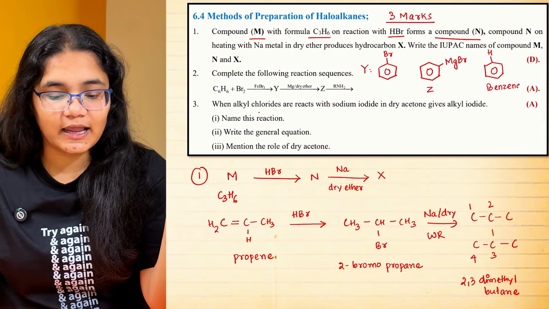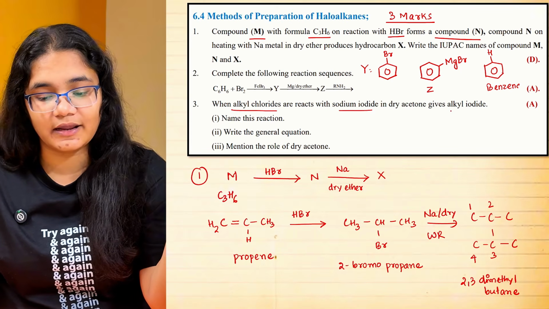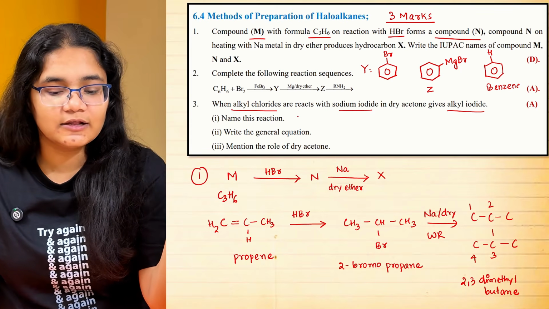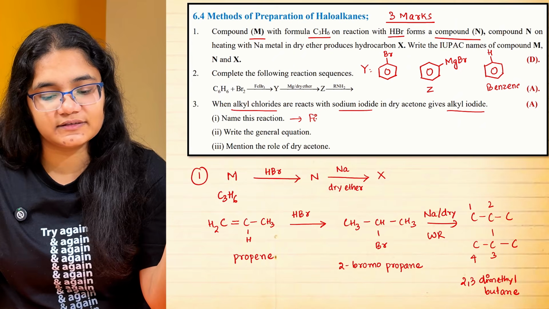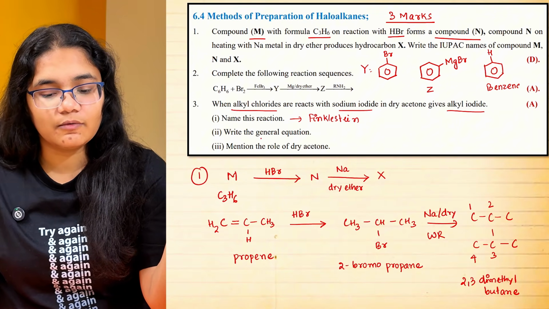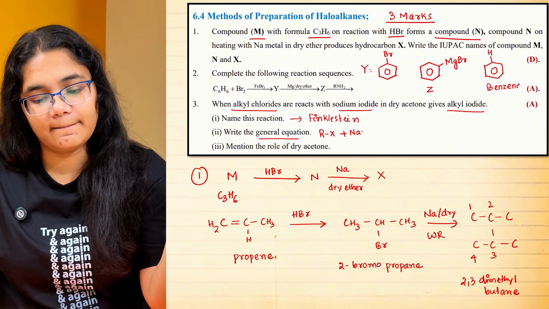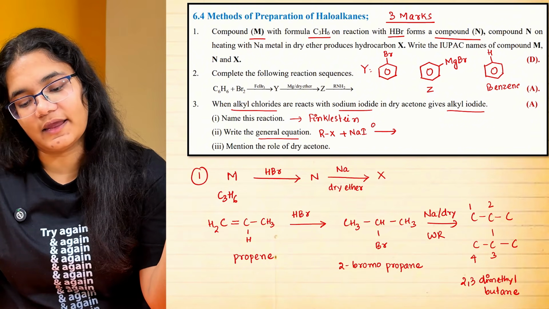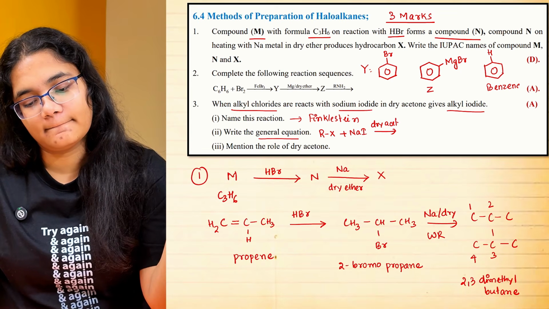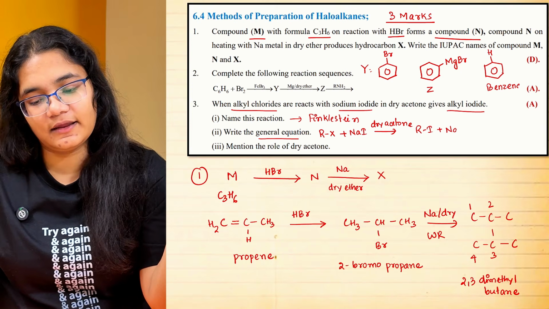Next, name the reaction where alkyl chlorides react with sodium iodide in dry acetone to give you alkyl iodide. So the name of this reaction, all of you know, this is Finkelstein reaction, right? What is the general equation? You have RX plus NaI in dry acetone, right? You will get RI plus NaX.